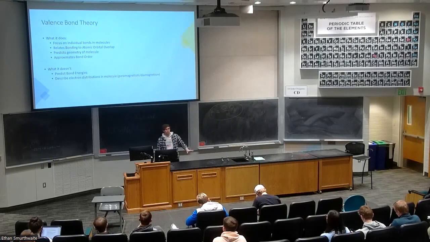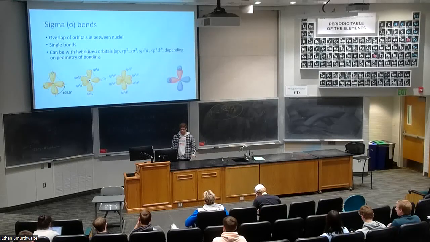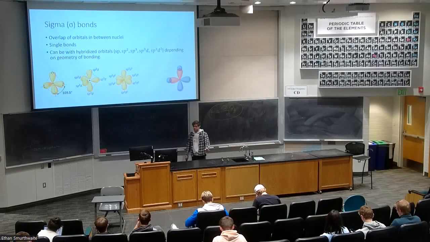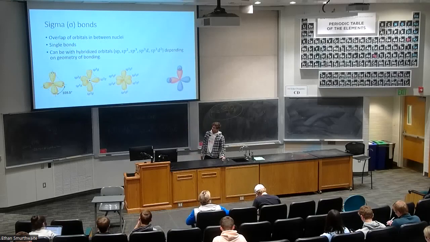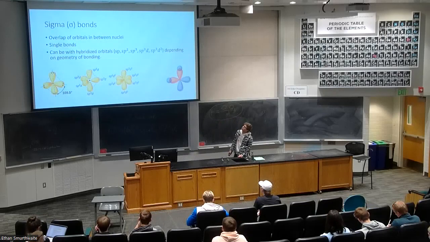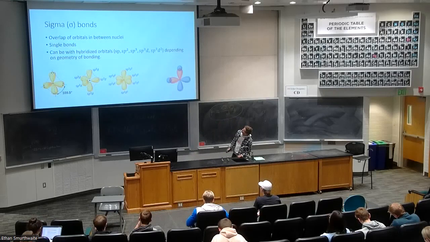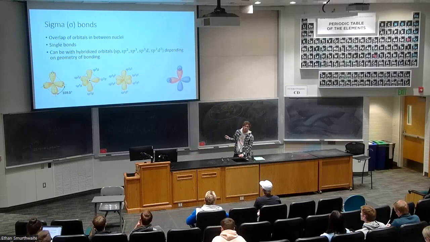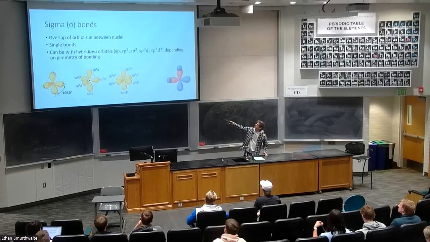Okay. Any questions before we get into it? Okay. Let's talk about sigma bonds. Sigma bonds are single bonds. In valence bond theory, a sigma bond is an overlap of orbitals between the nuclei. I don't know why it says it can be with hybridized orbitals. It's usually always hybridized orbitals, unless you have, like, two H's. H2 is just s and s. But usually it's with these hybridized orbitals.